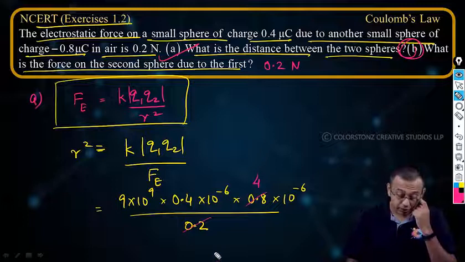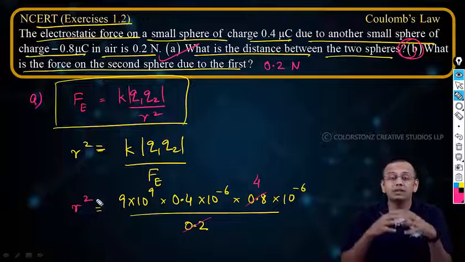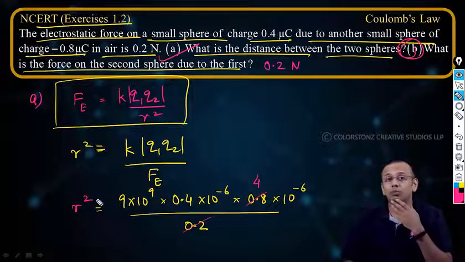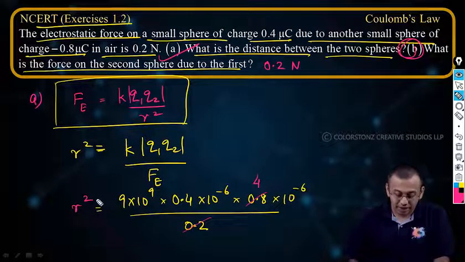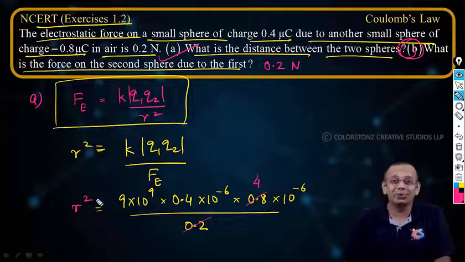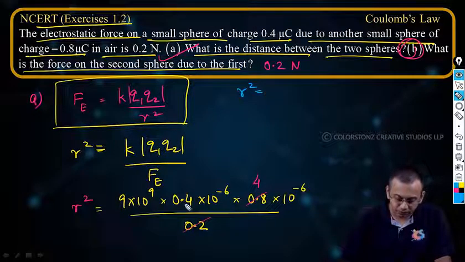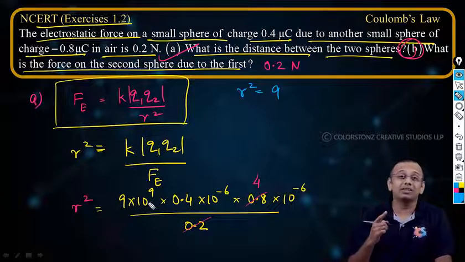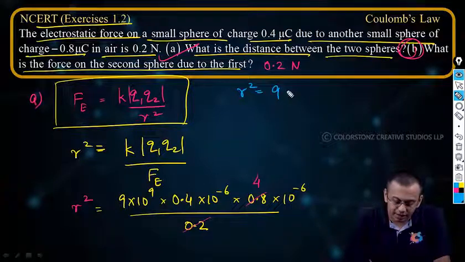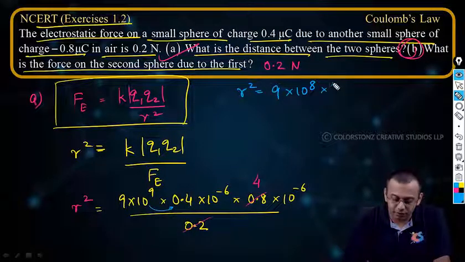Okay. Now, on the LHS we have R square. So to find R, what we will try to do is form a perfect square on the right hand side so that taking the square root is easier. So let's do that. R square is equal to 9, which is already a perfect square. 10 to the power 9, that is an odd power. What I can do is write it as 10 to the power 8 and merge one power of 10 with this 0.4 so that it becomes 4.